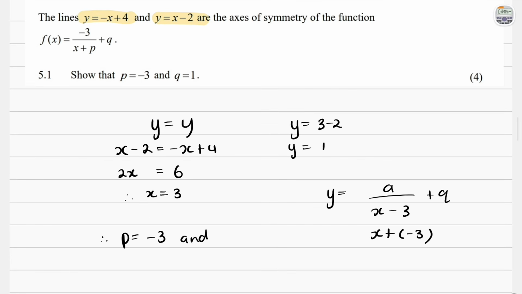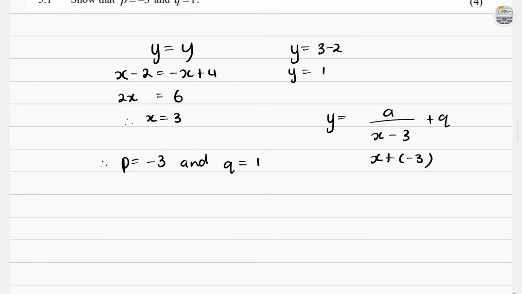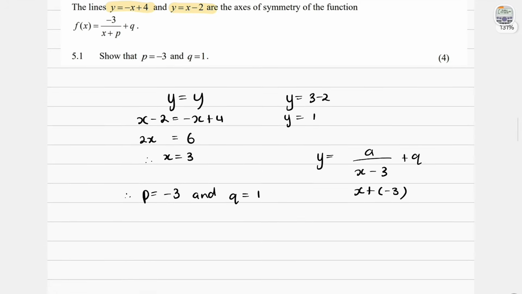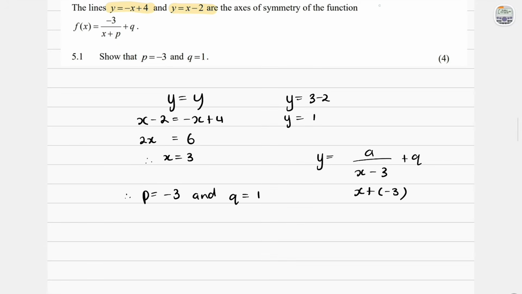So we'll tell them p equals negative 3. And you see with q, that doesn't change. It's still plus q and it's still plus q here. So q is simply equal to 1. That's the x and the y value of the point of intersection of your axes of symmetry. So that is our answer. Moving on to the next question.